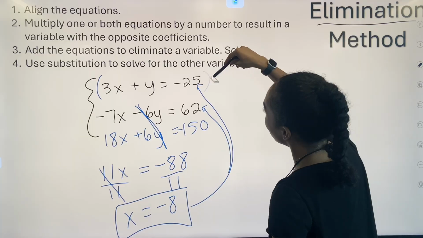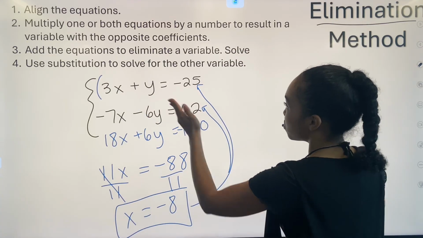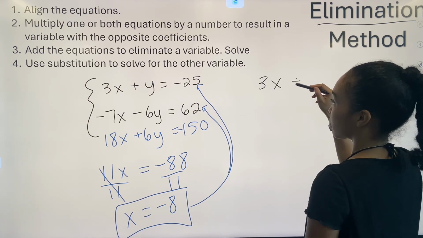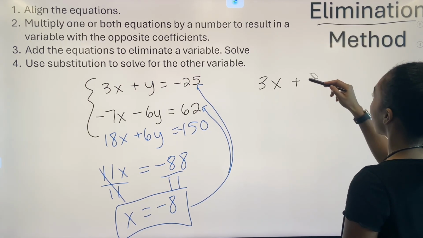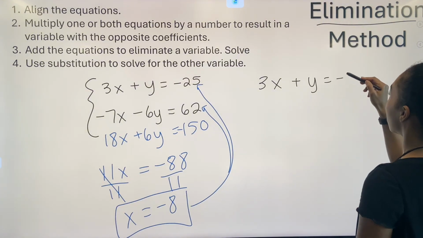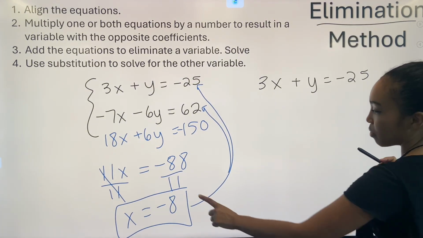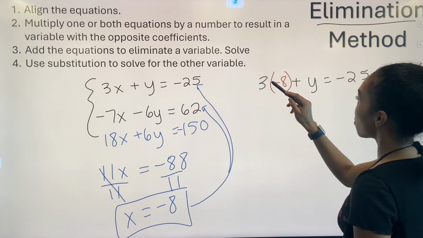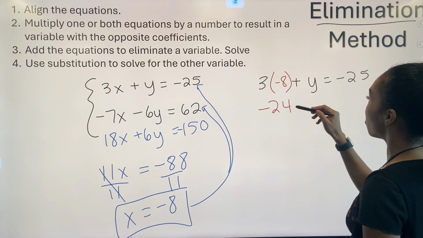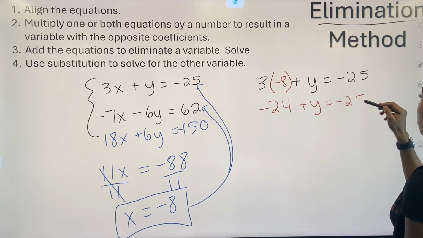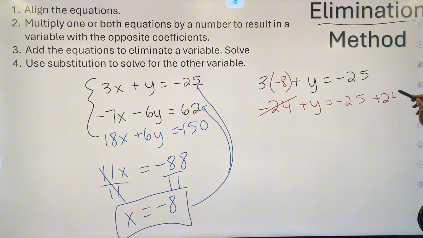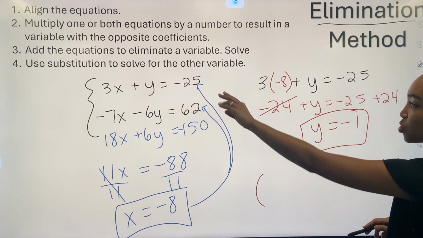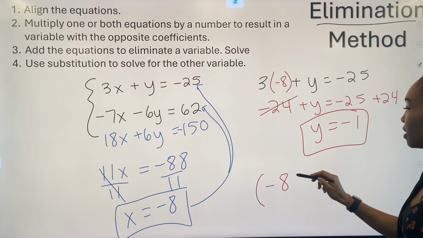So let me get rid of all of this stuff. I'll use just this top one. So here's the top equation. Okay, now instead of x, I'm going to substitute negative 8. So 3 times negative 8 is negative 24. I'm going to add 24, and I get y is equal to negative 1. So these two lines will intersect at negative 8, negative 1.